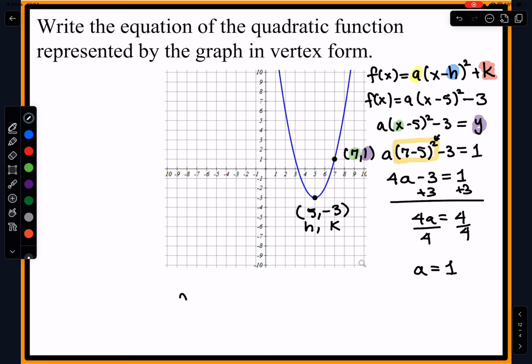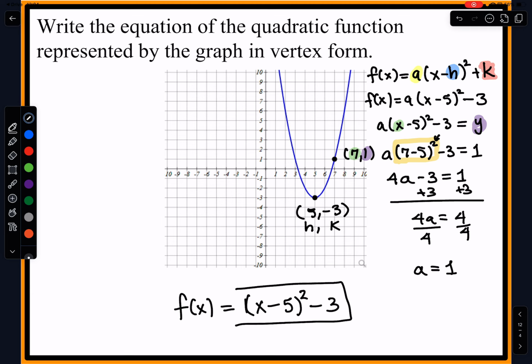So our answer is this: f of x equals 1, which doesn't have to be written, times (x minus our h value, recall is 5) to the second power, plus our k value, which is negative 3. So this right here is our answer. Now if this number was not 1, you'll definitely have to write it, but because it's 1, it's understood that having no coefficient in the front is our invisible 1 scenario. So here is the equation for this specific graph, using yet again the vertex and the points provided for you.